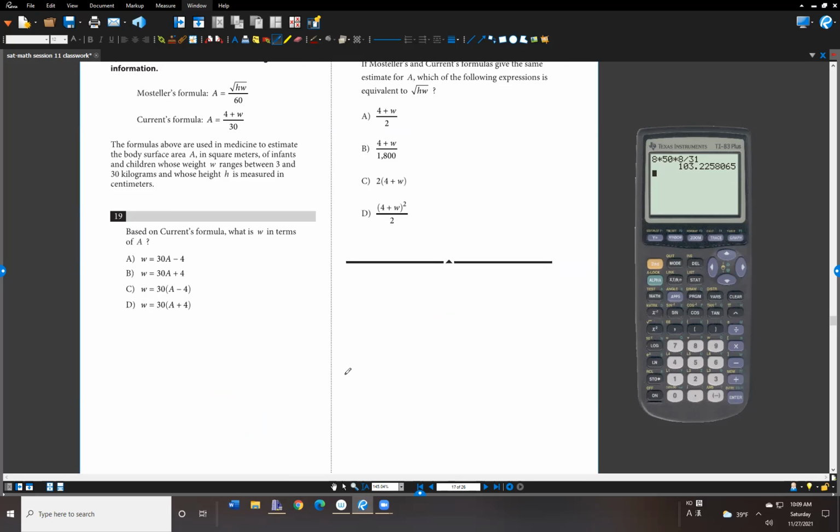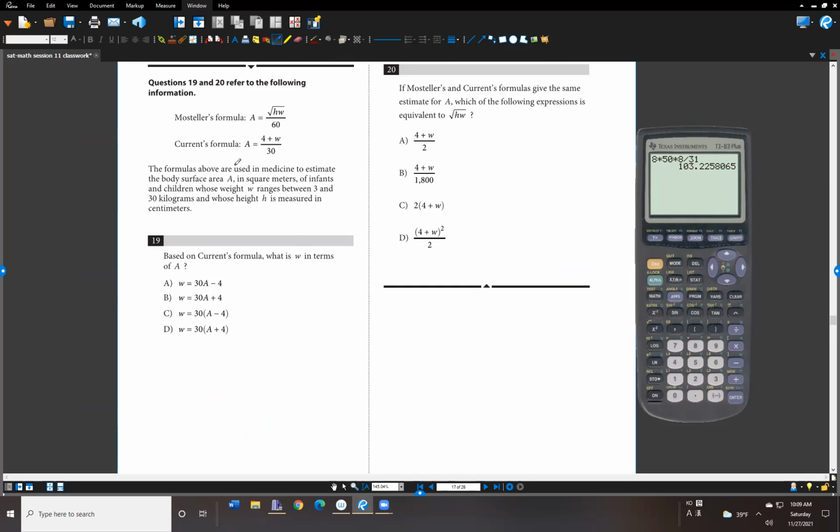All right, number 19. Okay, we have two formulas over here, Mosteller's formula and the current formula. They use different formulas, but both estimate the body surface area A of infants and children whose weight is W. Okay, this is the body surface area. They use two different ones, but we don't know which gives us more accurate data. Maybe one has closer numbers, I think.